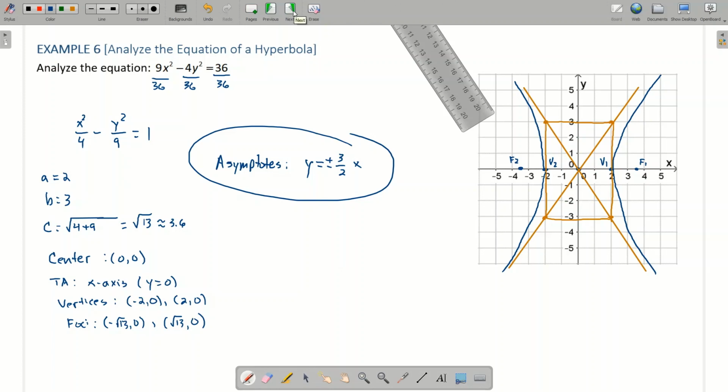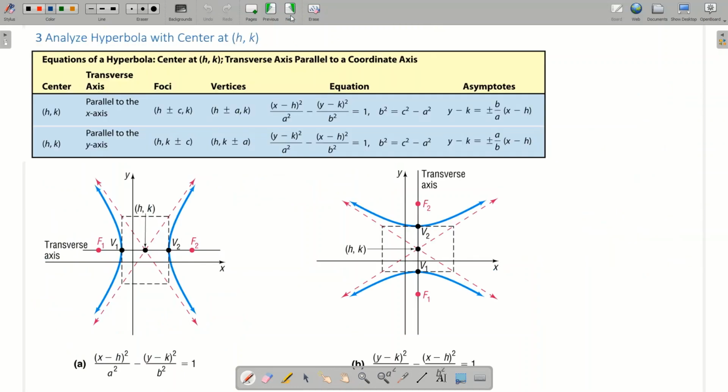Alright, I think that's it for this one. So let's move on to the next one. So the last examples we want to look at are hyperbolas where the center is not at the origin.